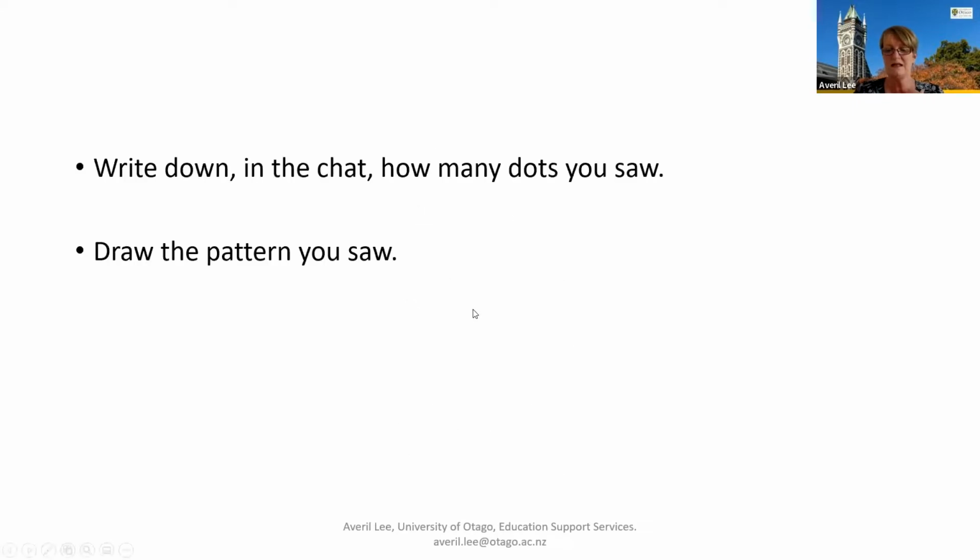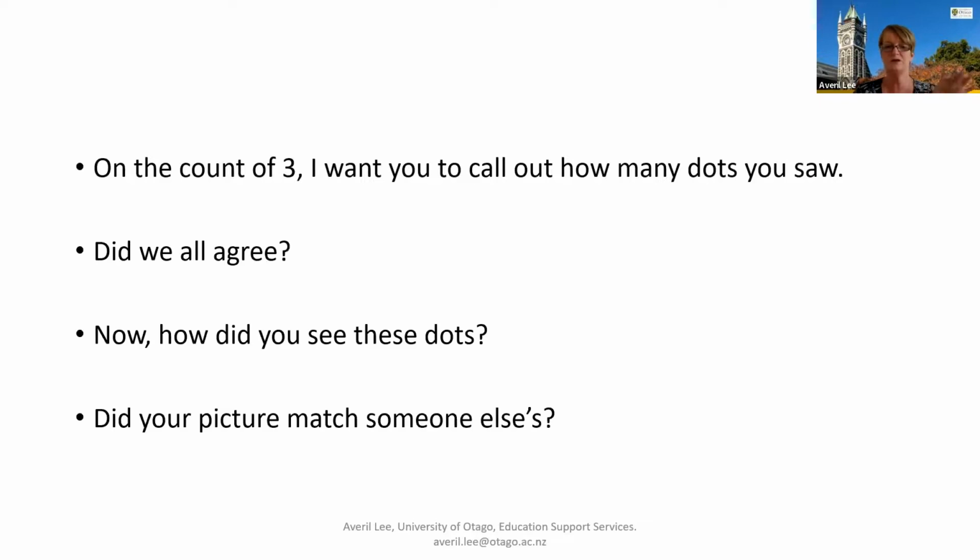And once again, you would go through how many dots you saw on the count of three. How many dots did you see? Did we all agree? Let's have a look. And you could also spend time, as I know Julia has in workshops in the past, on how many different ways we can see these patterns, rather than it just being the one or two or three ways that most have seen it. Leaving that page up would allow students to really explore those patterns that they can see.